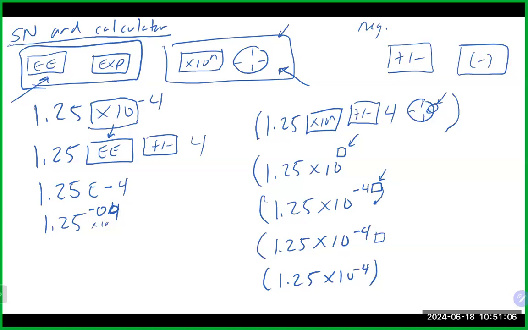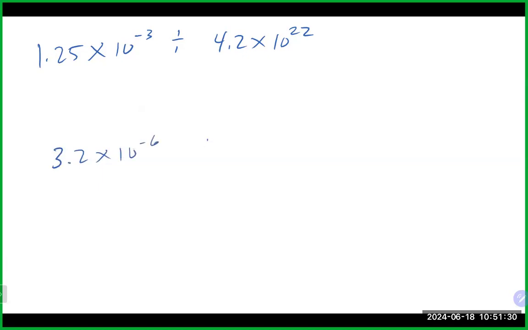Any questions on that? So make sure that you know where your exponent button is. Why don't we just try a couple here just to make sure everybody knows how to punch them in. Let's do 1.25 times 10 to the minus 3 divided by 4.2 times 10 to the 22. And then let's do 3.2 times 10 to the minus 6 times.